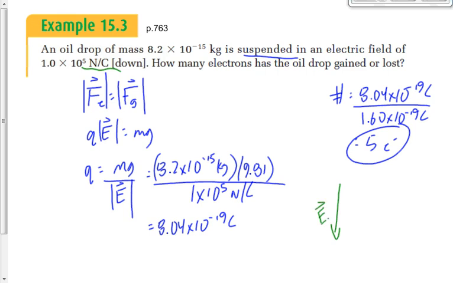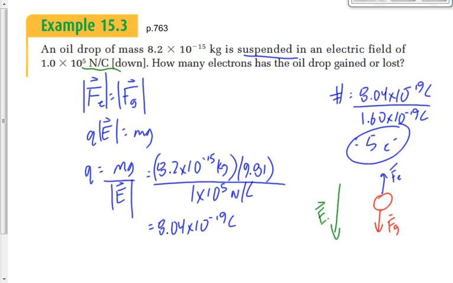An electric field that's downward. We know that we have a force of gravity downward on this particle, and therefore we must have an electric force upward. Okay, it can't be suspended if those two forces aren't in opposite directions. With me so far? If the electric force is upward, but the electric field is downward, what kind of particle is this, positive or negative?